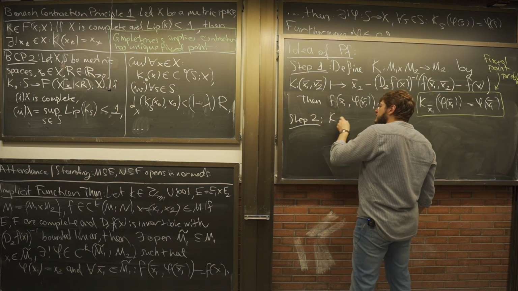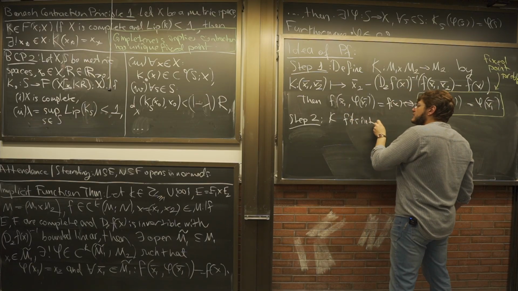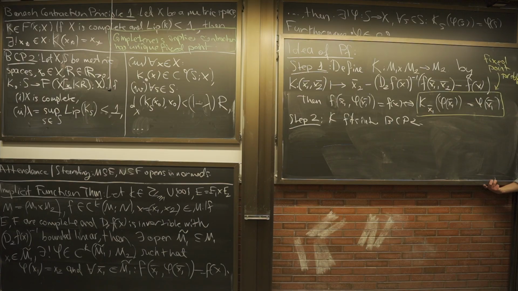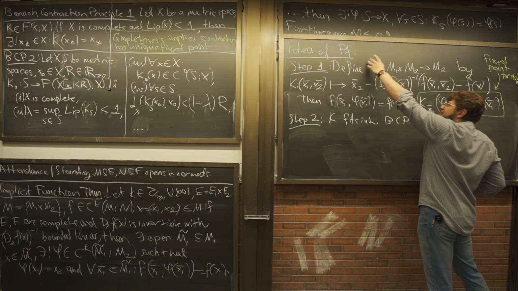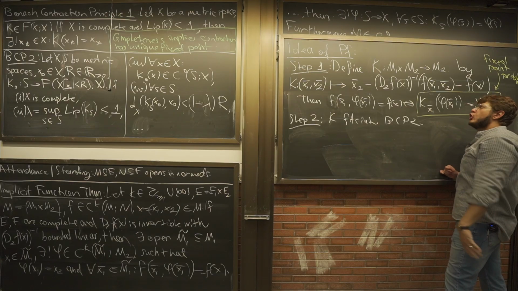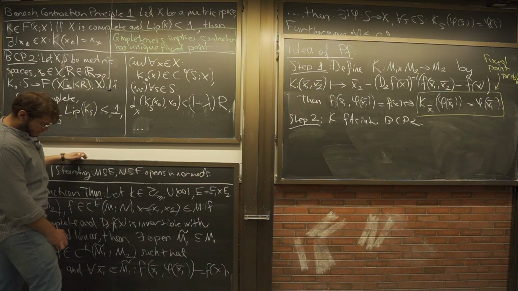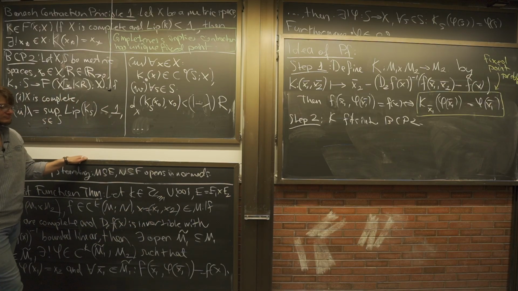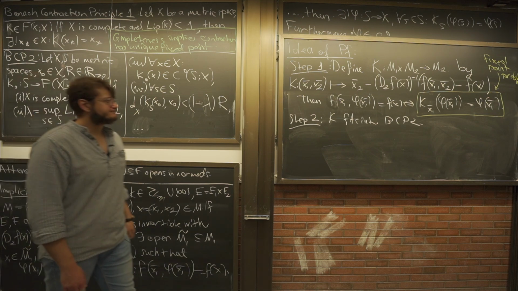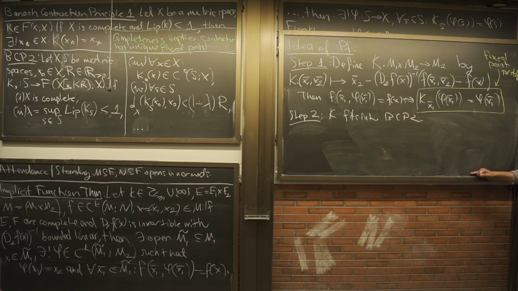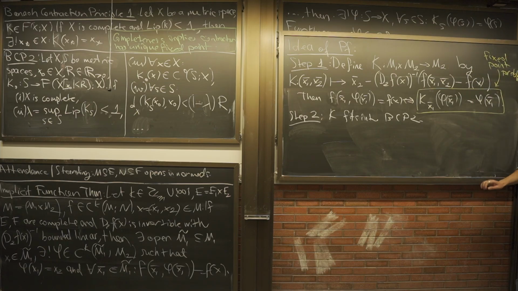Let me just say k fits into BCP2, okay? So we're not going to consider k on this full open subset, but we're going to look at certain balls near the initial condition x1, x2. And that's where we use this assumption that D2F is invertible. After you verify that this satisfies BCP2, well, BCP2 guarantees that you have a unique solution.